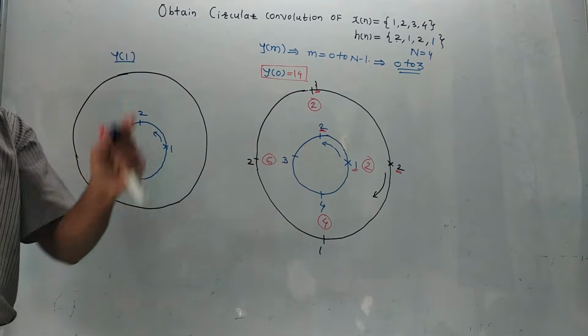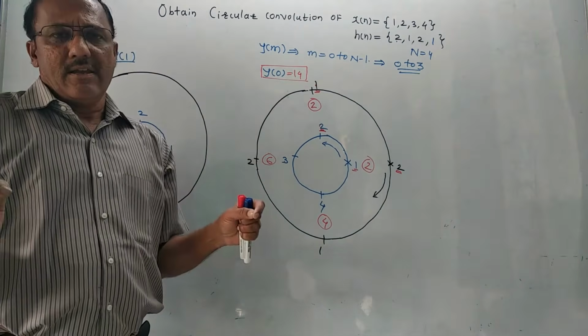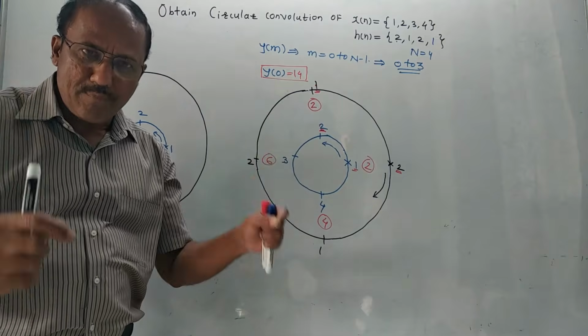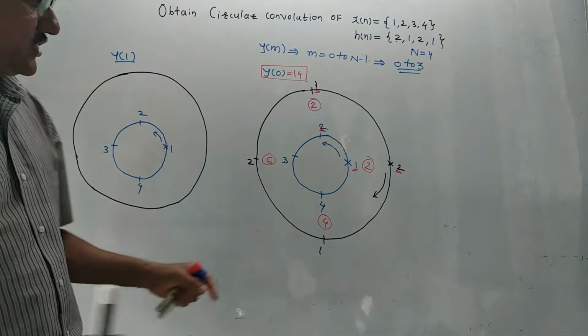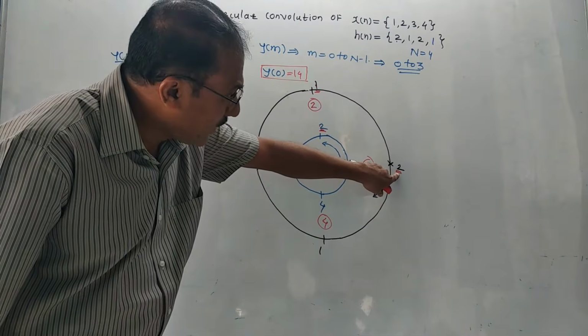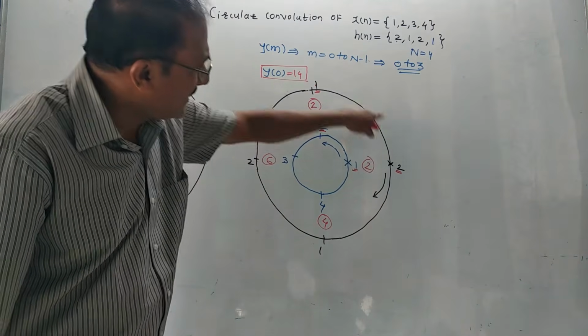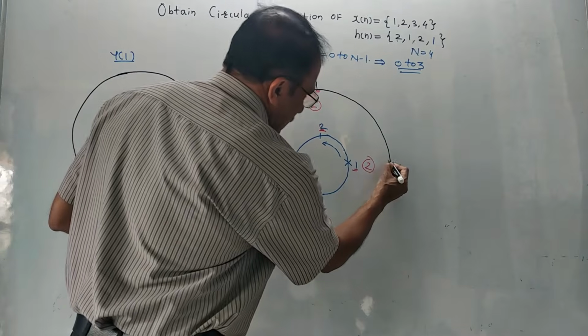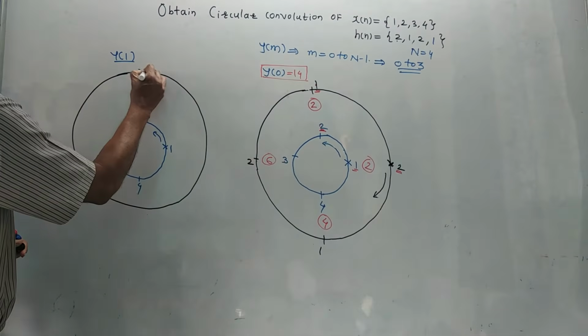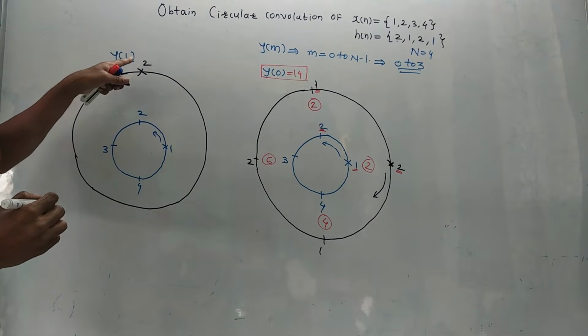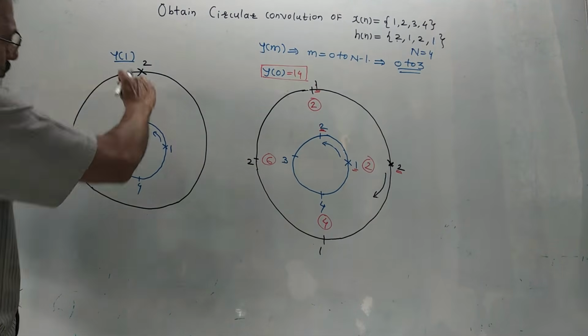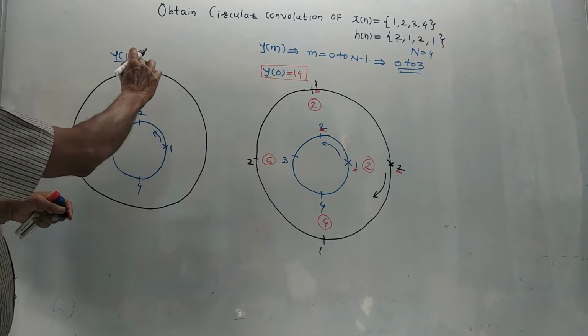Keep in mind, when we say h of n, all the samples of h of n must be plotted in clockwise direction. So what I said, rotate outer circle by one position in anti-clockwise direction. So this was the starting point. Now starting point will be here. But this is the outer circle, that means circle of h of n. So we need to plot the samples in clockwise direction.